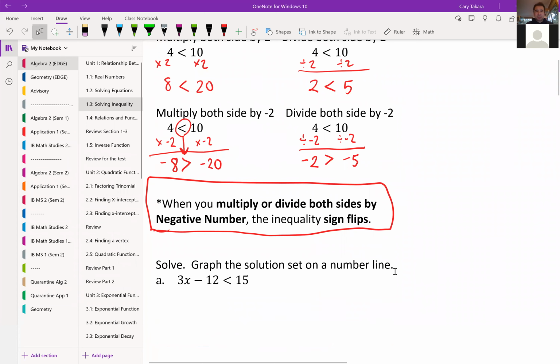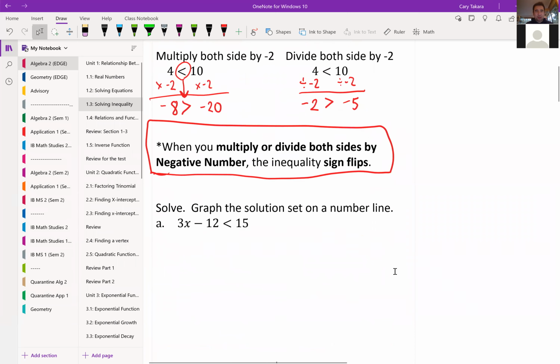So let's work on solving an inequality here. We're going to solve and then graph the solution set. It's the same thing as solving an equation. If the inequality confuses you, just for right now, let's pretend that this is an equal sign. And you know how to solve equations, right? So what would you do first? It's the same process.